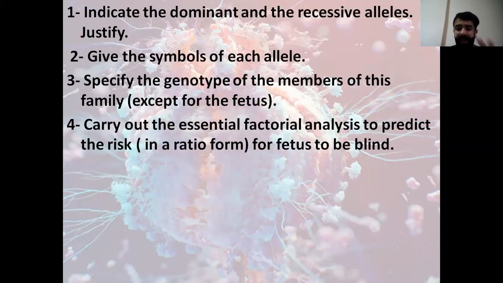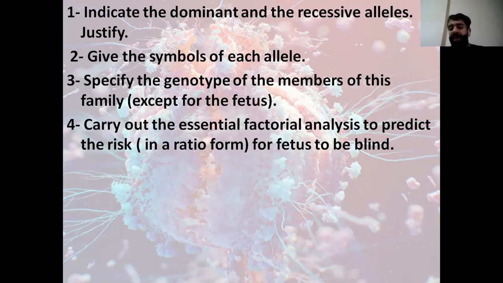Indicate the dominant and recessive allele. Justify your answer. Give the symbols, or designate the symbols. Also specify the genotypes. Pay attention here. Sometimes I say specify the genotypes of the members of this family, and sometimes I say determine. Whenever I say determine or specify, in both cases you have to justify. Unless I tell you to indicate the genotypes of the members of this family. Whenever I say indicate, you give the genotype without any justification. Whenever I say specify or determine, you have to justify.